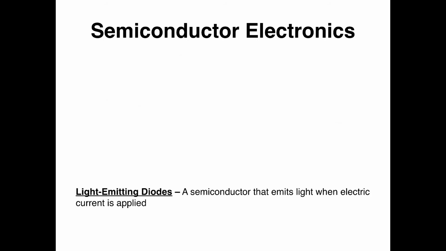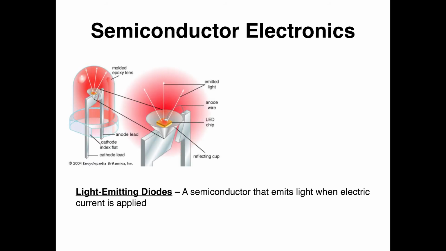Light emitting diodes are semiconductors that emit light when electrical current is passed through them. You might know these as LED emitters that are in calculators and various other instruments. And this is just an example of a light emitting diode. The electricity goes through the cathode, passes through the light emitting diode and then to the anode, and light is emitted as it passes through.